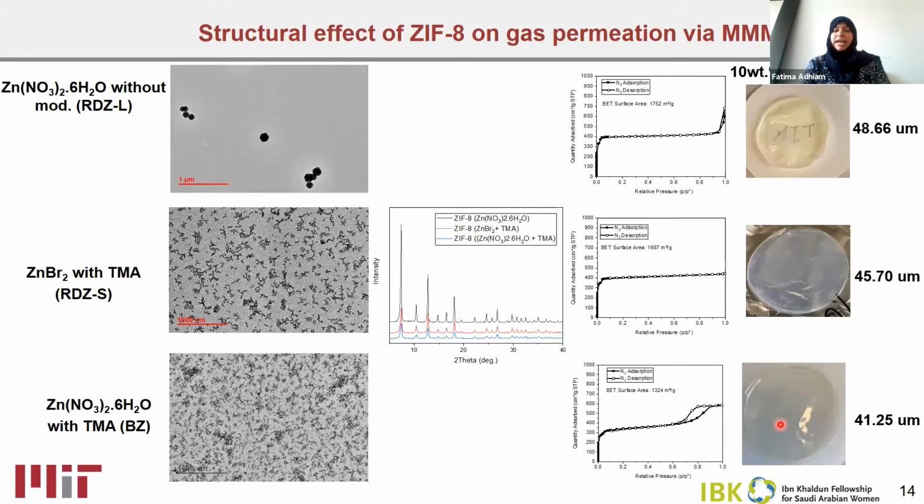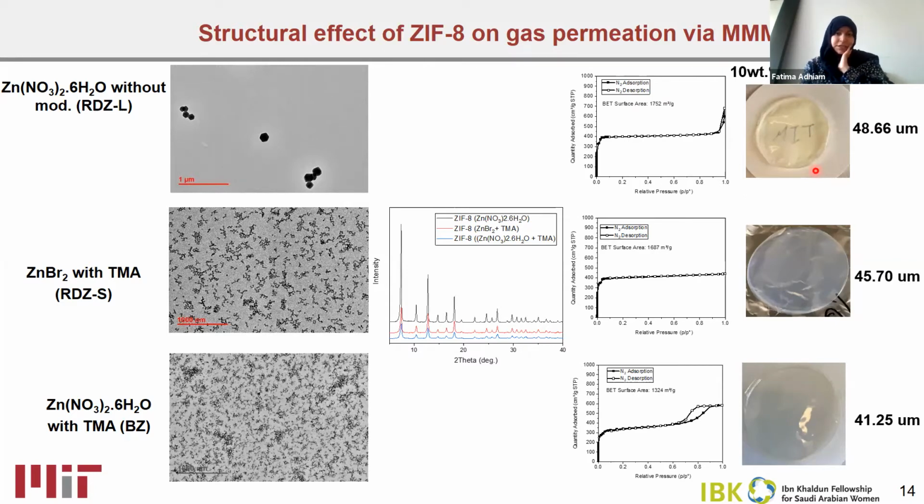Incorporating these particles with the polymer would result in different mixed matrix membranes. The branch material can form a transparent, colorless film. The other materials, the RDZ material, either with smaller or larger particle size, would show more opaque, either white or yellowish color membranes. The thickness of these membranes also increases as the particle size increases, from the smaller branch material particle size to the larger rhombic dodecahedral size.